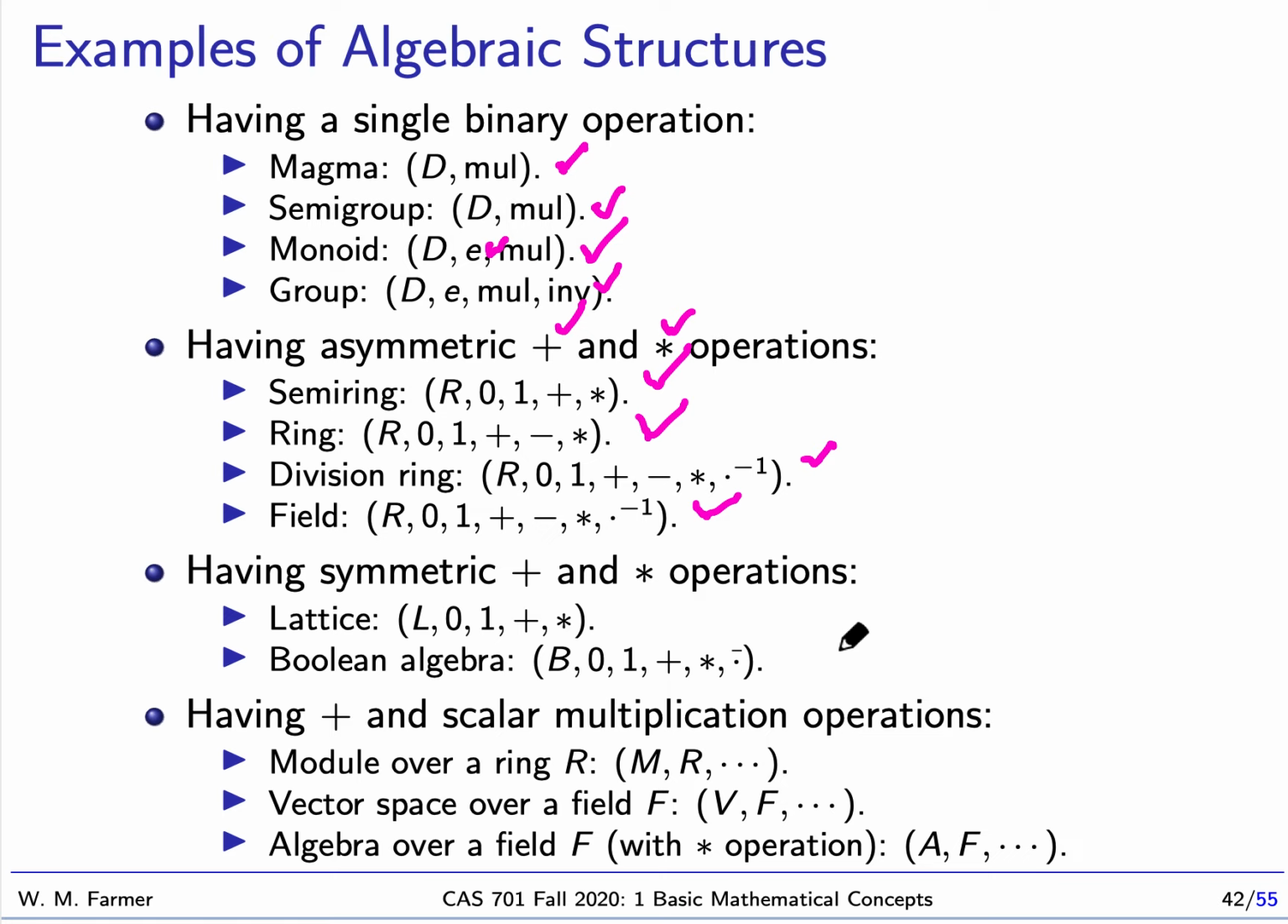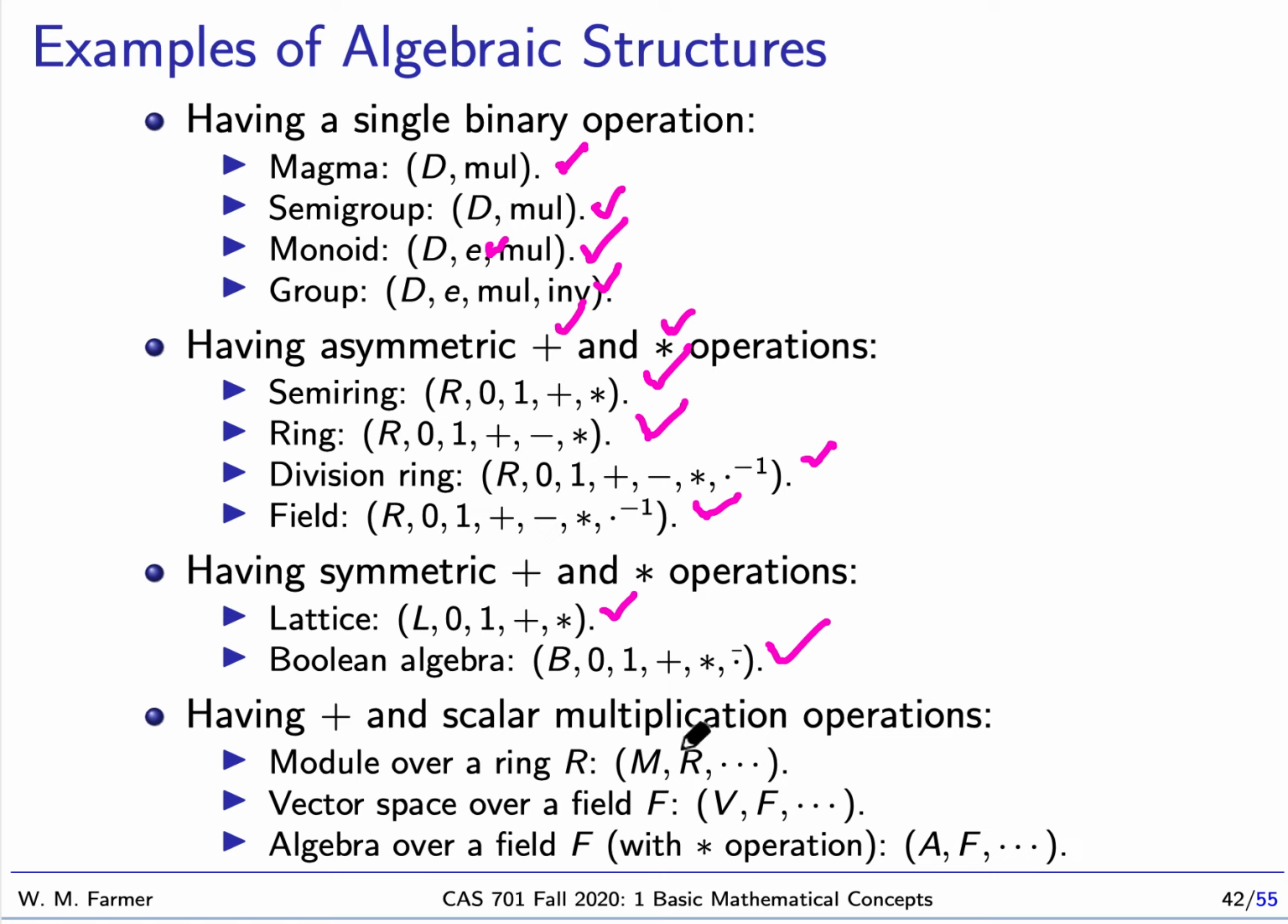Now there's also algebraic structures that have plus and times which are symmetric. And I'll give two examples here, lattices and Boolean algebras. We're going to talk about both of these. These are particularly important for computing.